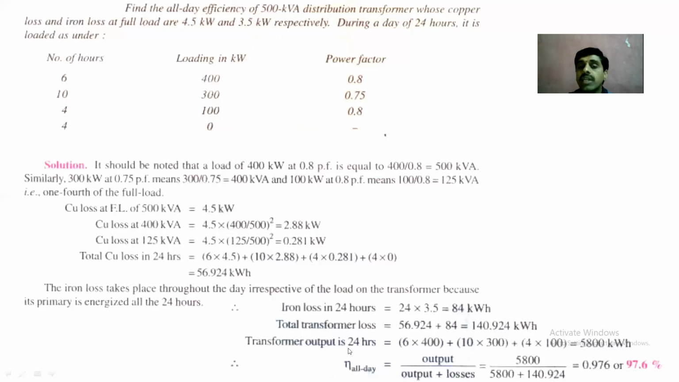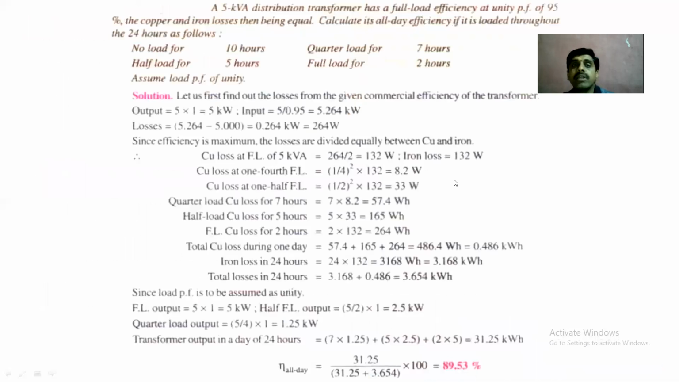So therefore, total output for 24 hours, then you have to calculate. For 6 hours, it is 400. For 10 hours, 300. For 4 hours, 100. So total output for 24 hours is 5,800 kilowatt hour. So therefore, all day efficiency equals output for 24 hours divided by output plus total loss. So this is the way you have to calculate the all day efficiency. So it is also a problem on the all day efficiency.